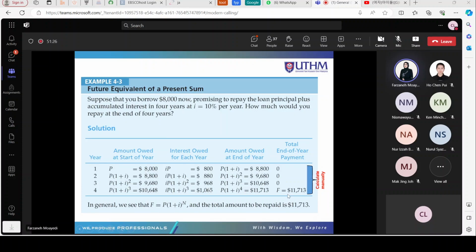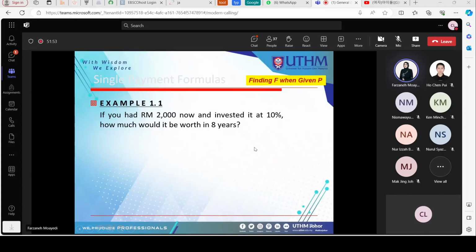At the end of 4 years, you're going to be repaying 11,713, while you have borrowed 8,000 for the duration of 4 years at the interest rate of 10%. So this is the manual calculation. You have learned this previously. We call it the compound interest for the interest that we had. So this is not something new, but it's manual calculation.